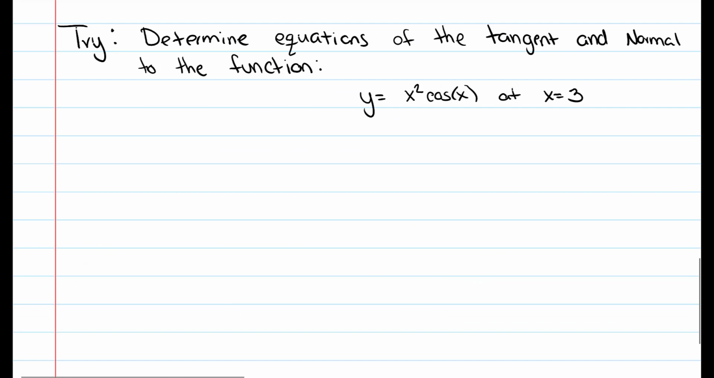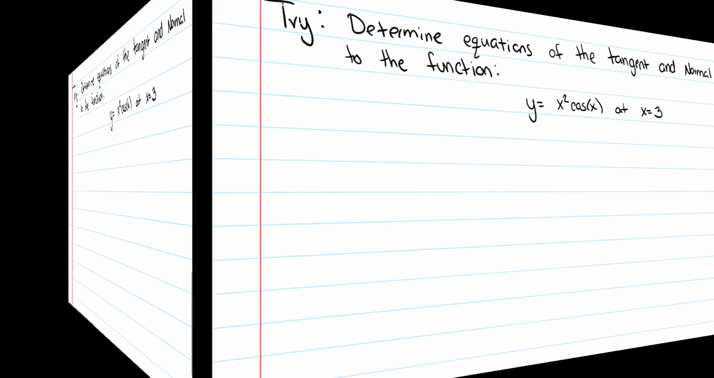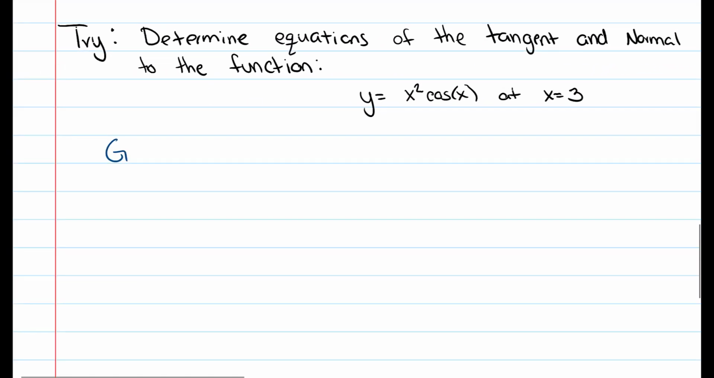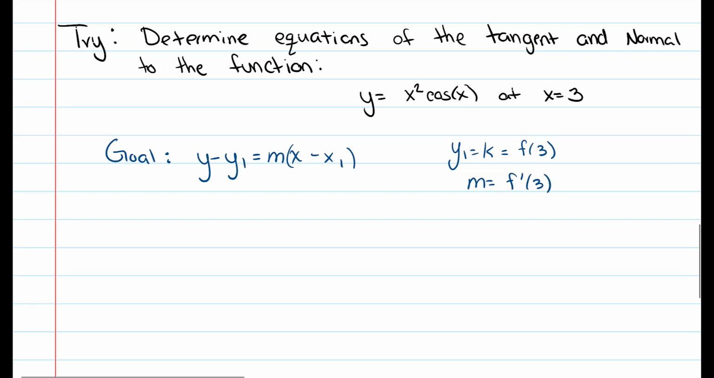So now on your own, I want you to use this method to determine the equation of the tangent and normal lines to the function x squared cosine x at x equals 3. Alright, so the first thing I want to do is write down what I'm trying to get. So my goal is to get y minus y1 is equal to m times x minus x1. So the first thing we need to do is go back to our calculator and put some stuff in there. Keep in mind I'm going to let y1 equal k, which is equal to f of 3. And m is going to be equal to f prime of 3.